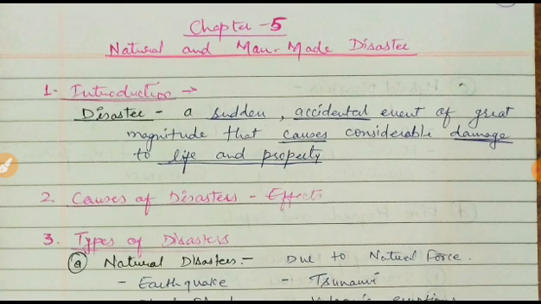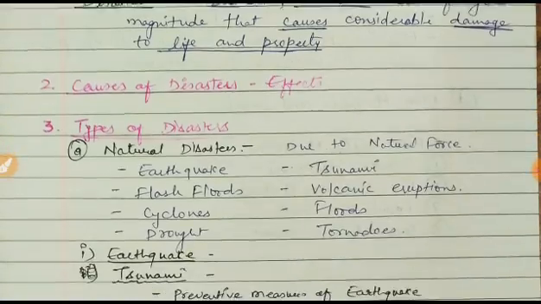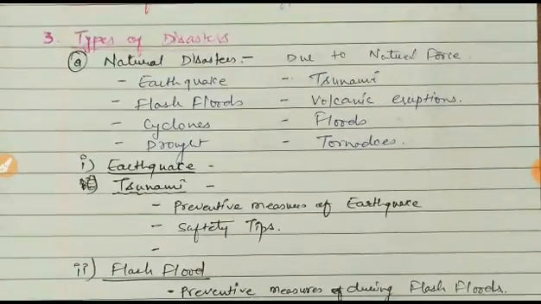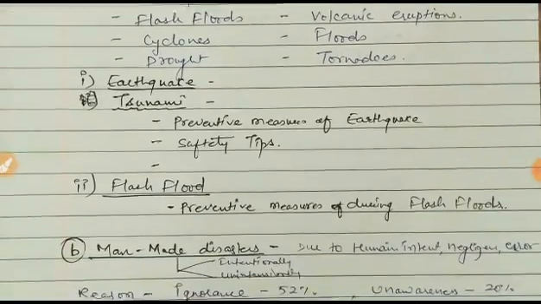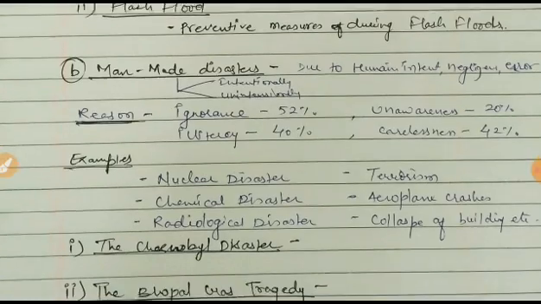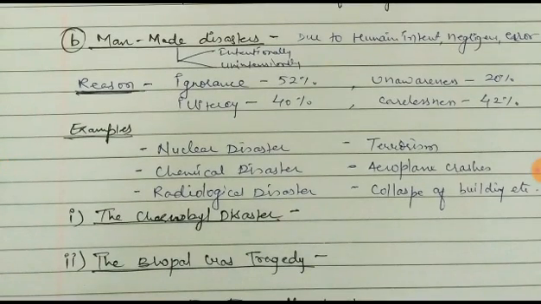It's up to you. Okay, so today, last time I already explained, we started a new chapter, chapter number 5, natural and man-made disaster. And in this, we have already covered the introduction, causes of disaster, effects, types of disaster. In types of disaster, we have covered natural disaster. In natural disaster, we have completed up to flood and flash flood. So today I am starting from the man-made disaster.